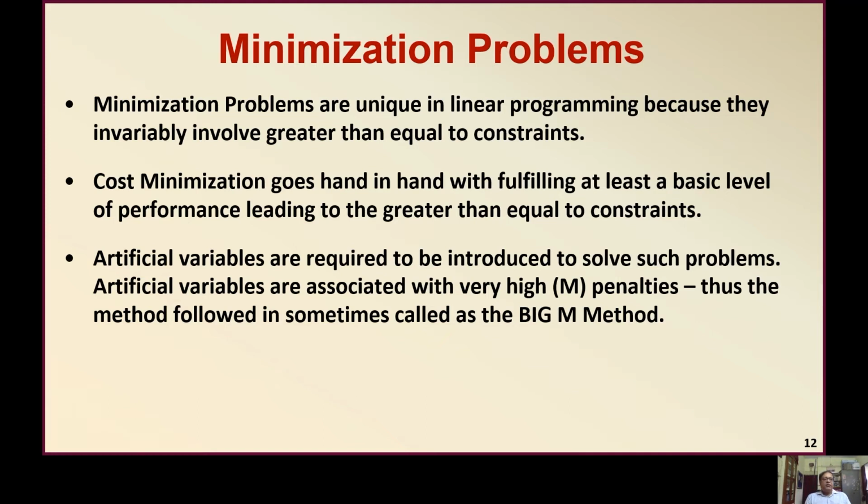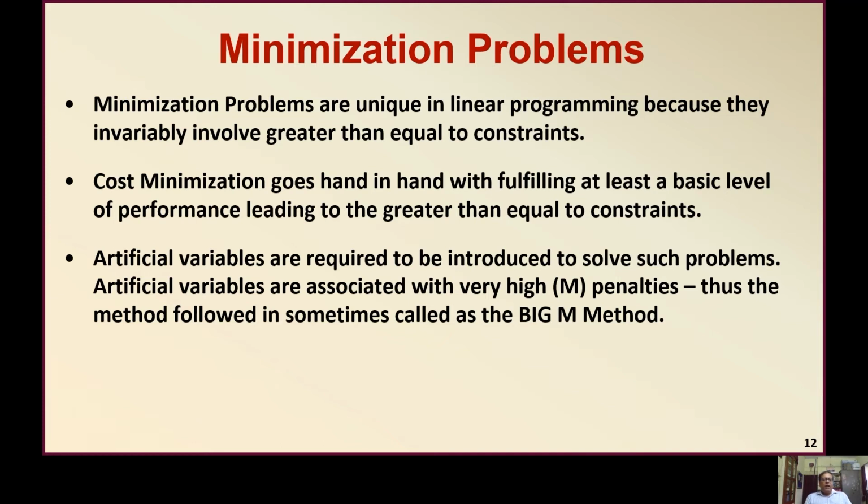Alternately, if you say that we are interested in cost minimization, but a basic minimum service must be maintained. In other words, the total number of trains running and the passengers moved from one place to the other must be greater than or equal to a set value. So what are we doing? We are minimizing a cost function subject to some greater than or equal to constraints. That is very normal and natural in minimization problems. You have what is known as the greater than or equal to type of constraints.